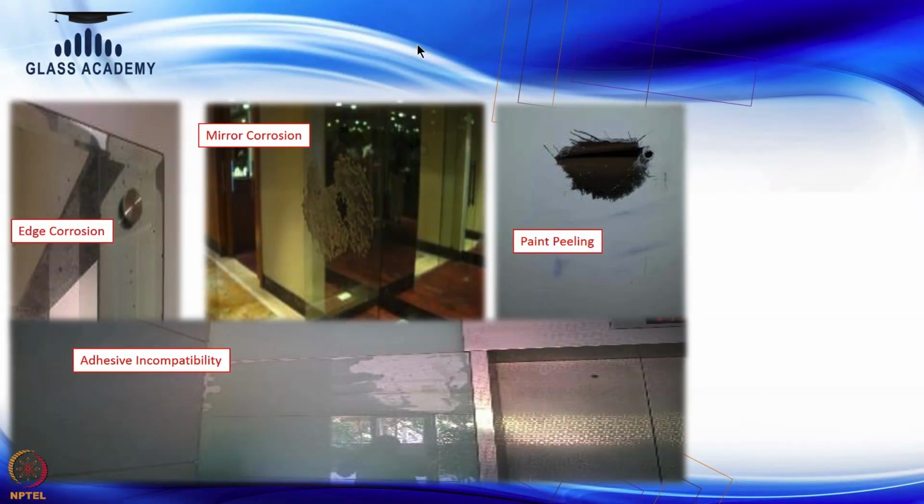So, let us have a look at these common defects coming up because of incompatible adhesive or an improper way of applying glass fixing accessories. As you can see, the first is corrosion happening because of improper application of the adhesive. The second is mirror corrosion, again because of incompatible adhesive used in fixing the mirror. The third is paint peeling off. The most common defect in this area is because of the incompatibility of the adhesive used.